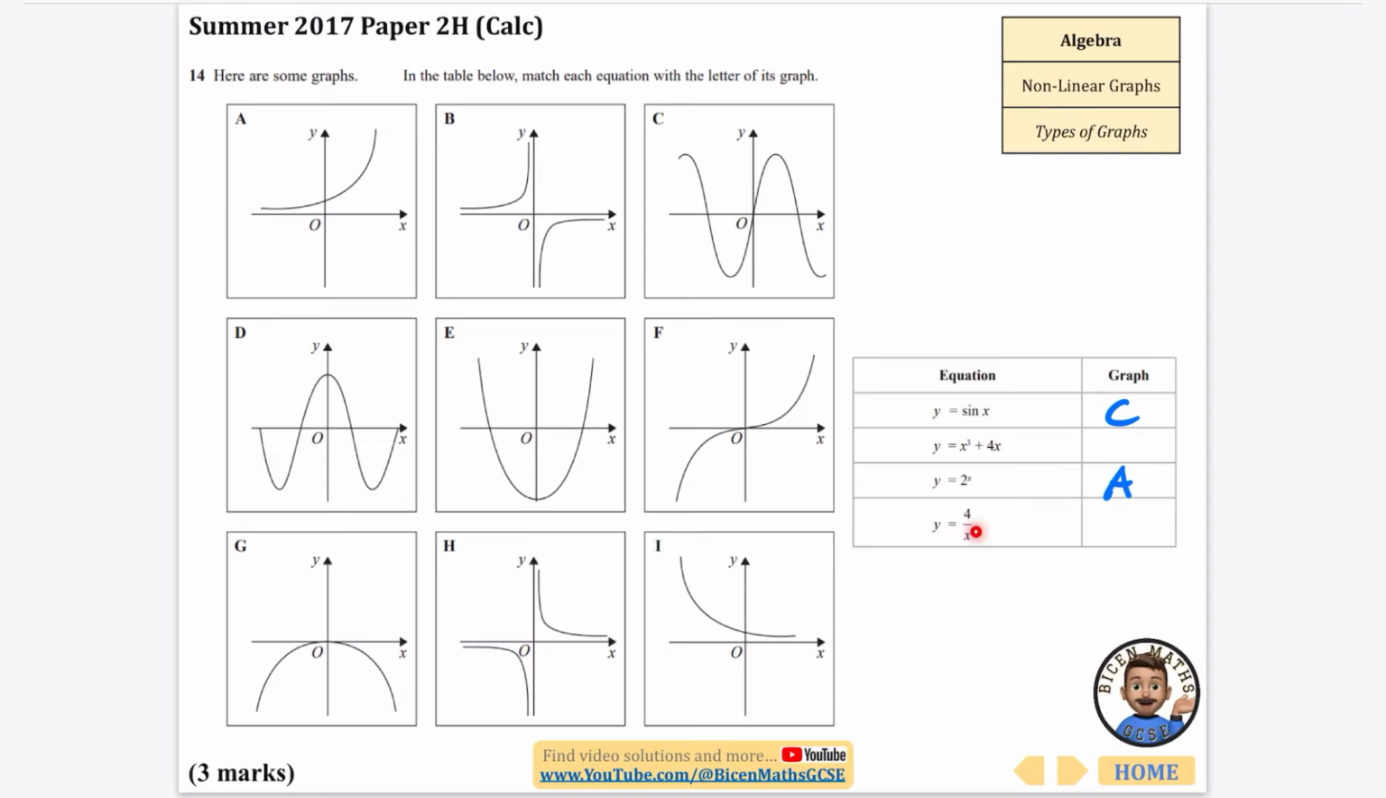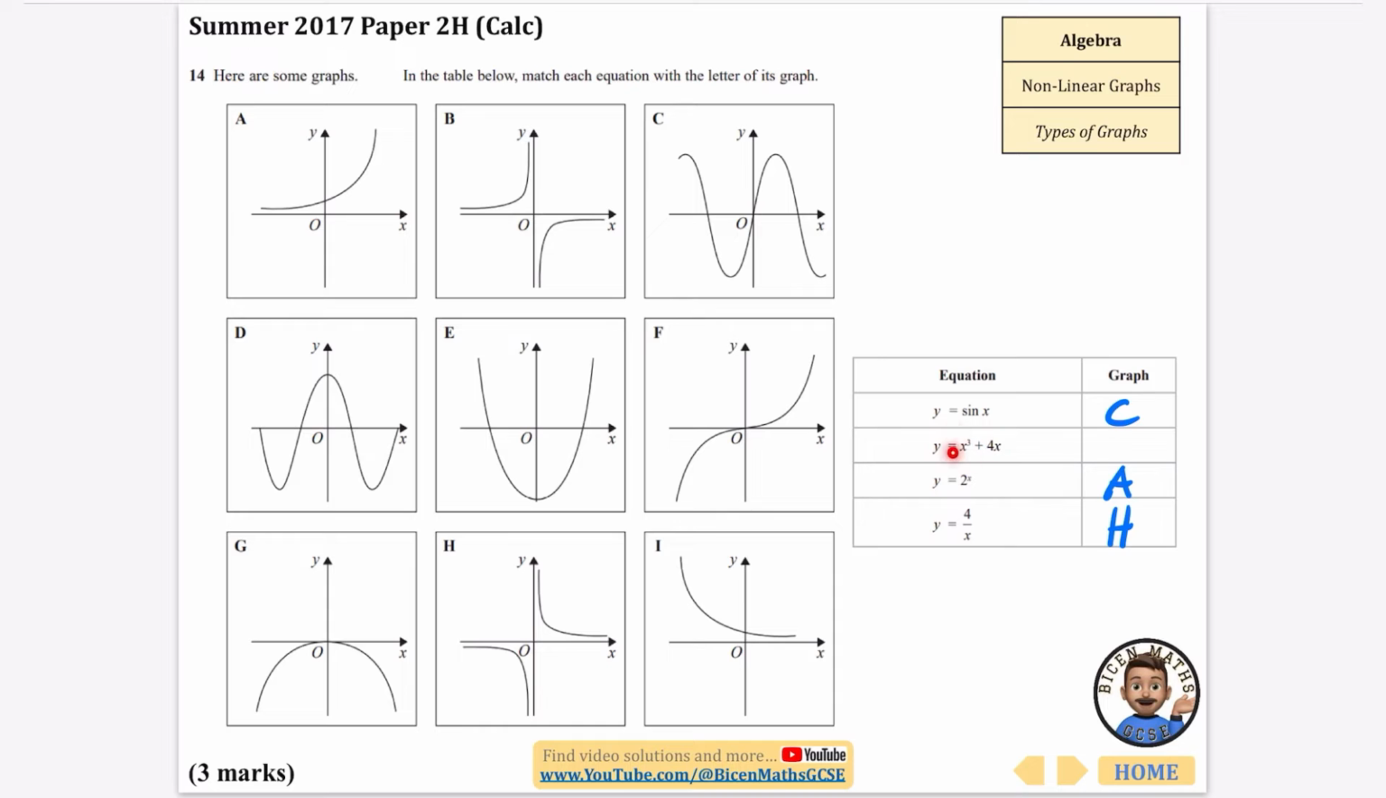And then I think the next easiest one is this reciprocal graph, okay? This reciprocal graph, we've got a choice between B and H. Now, the reason it's going to be H is because it's a positive 4 in the numerator, and positive things are in these two quadrants that we've got here. So that is going to be H.